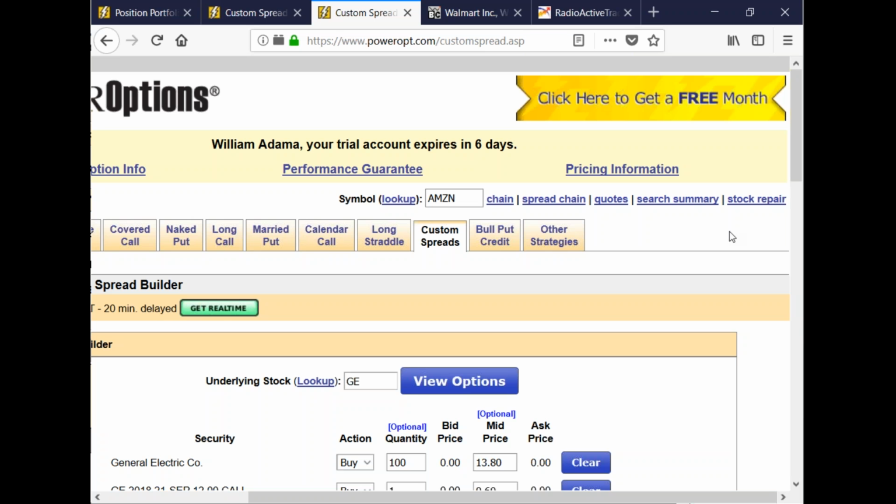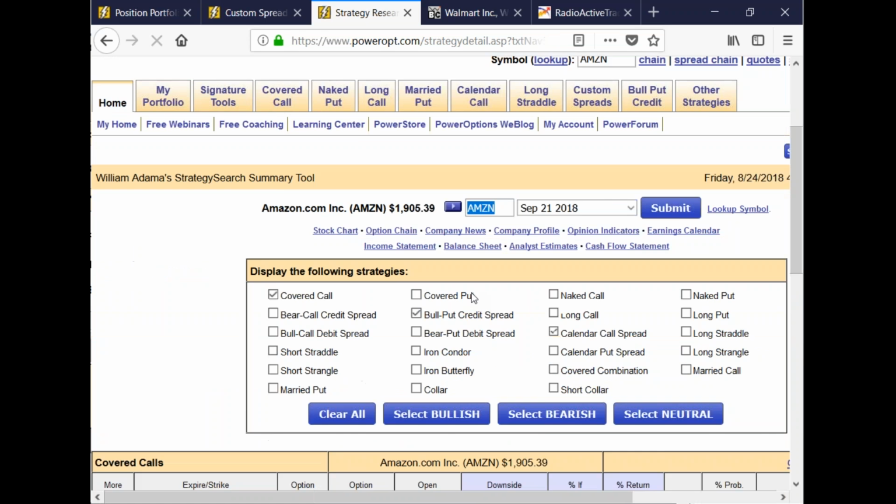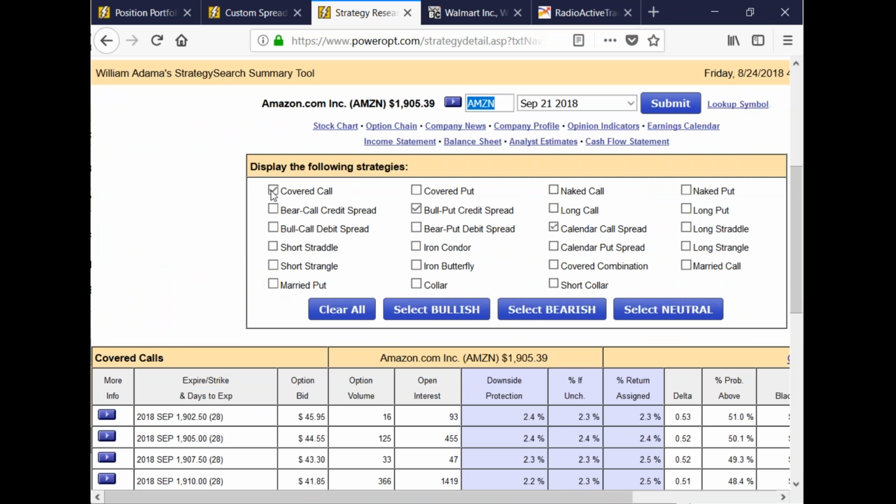Now, I'll start off with the search summary tool. And what this does, of course, is give you a breakdown of different strategies that you can select. So I can just say covered call, which I wouldn't do on Amazon. But let me add in bull call debit, bull put credit, long straddle or strangle. I wouldn't do married put just because of the cost of the stock. I'm not doing a collar or a covered call or a cash secured naked put because of it. I don't think I'd consider iron butterfly or iron condor because I have a sentiment.